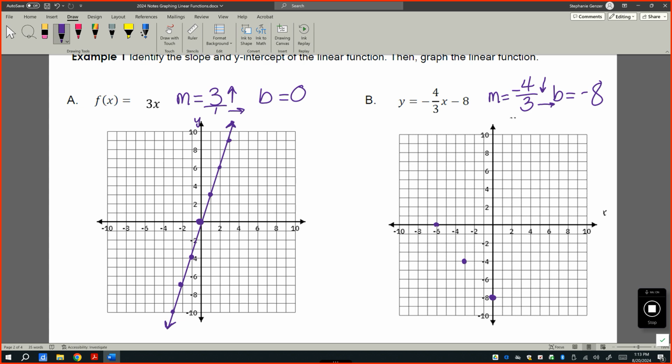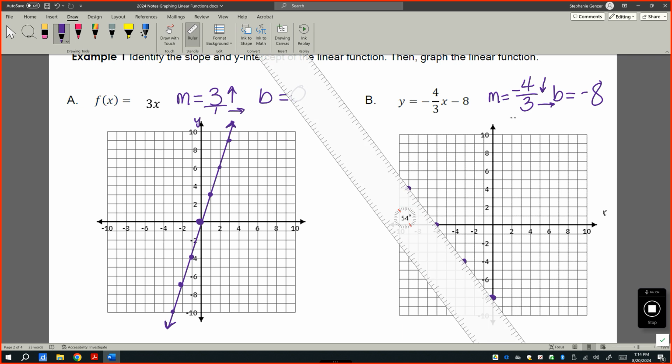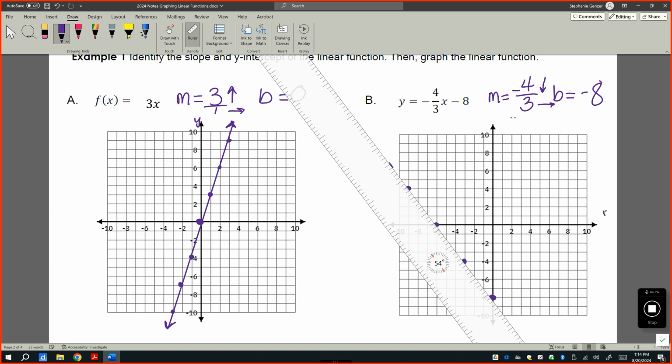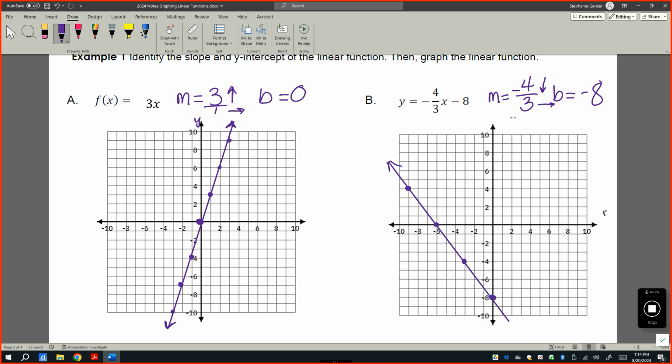And I can go one more. 1, 2, 3, 4, 1, 2, 3. But I still have a negative slope, and the negative slope will fall from left to right. Grab your straight edge, make your line.